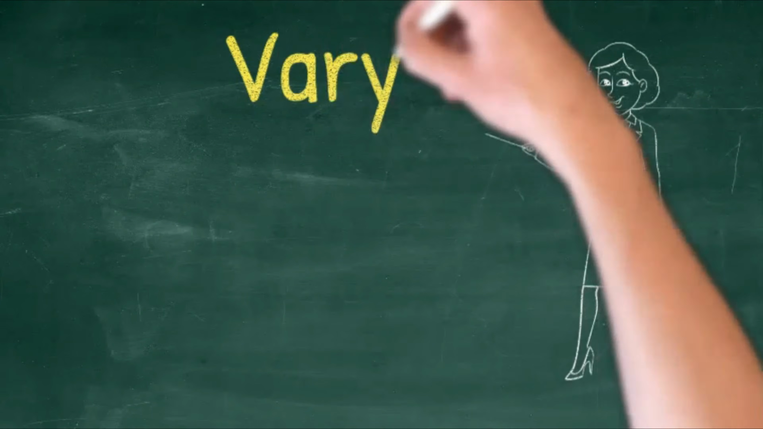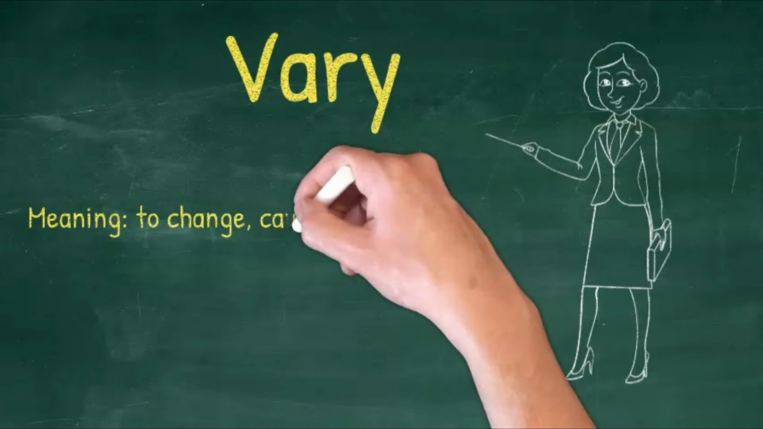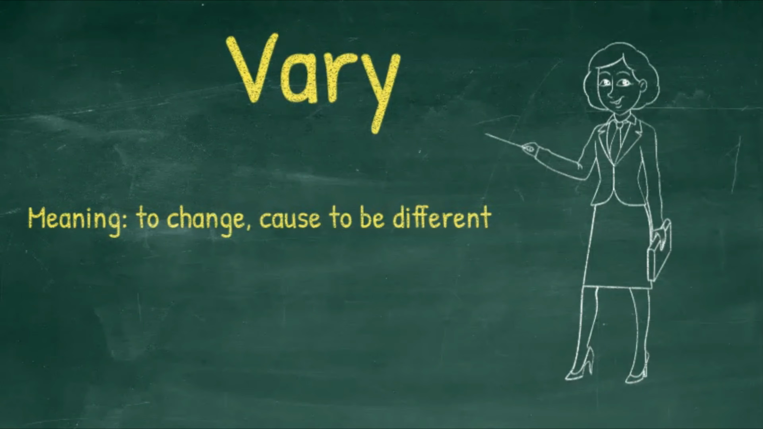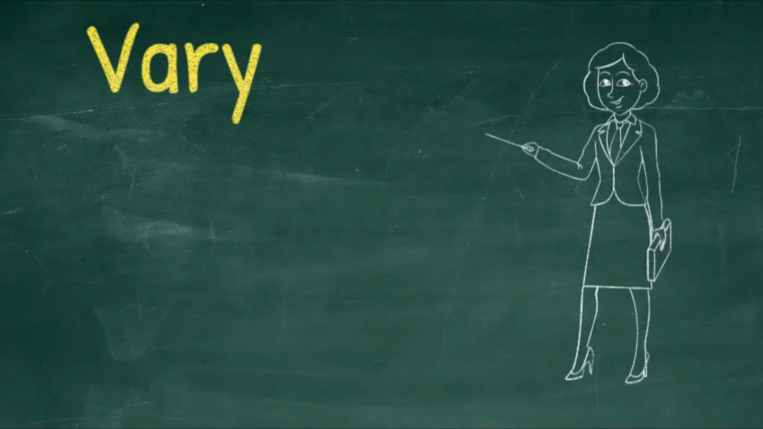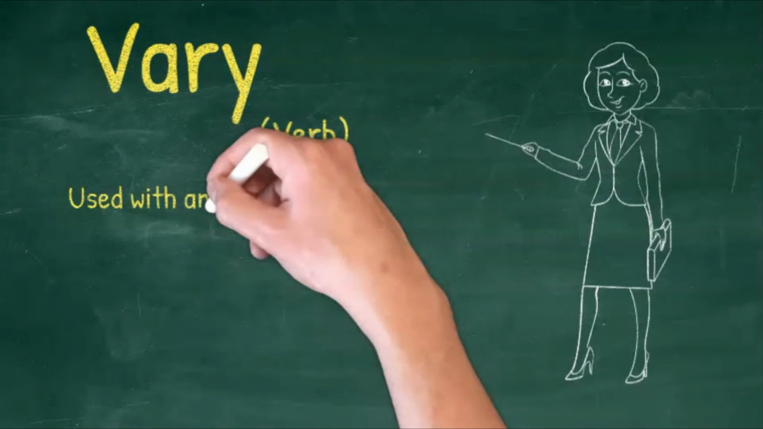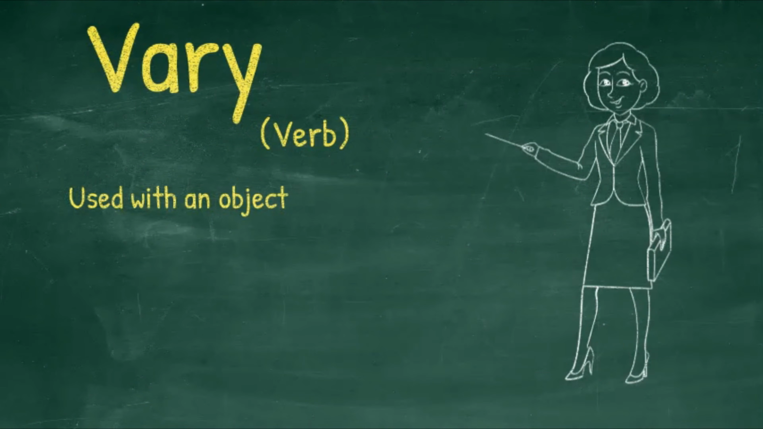Today, let's talk about the word vary. The word vary means to change or cause to be different. Vary is a verb. We can use this word in two ways. One way to use this word is with an object, and the other is without an object.